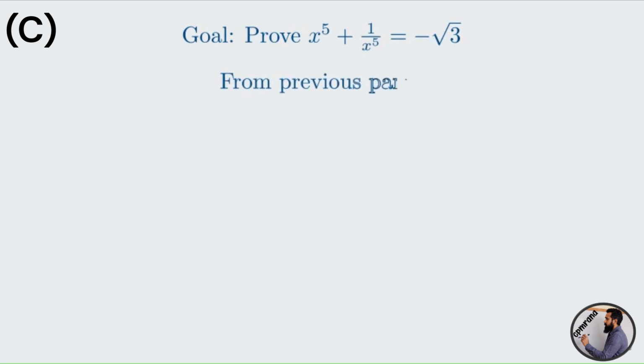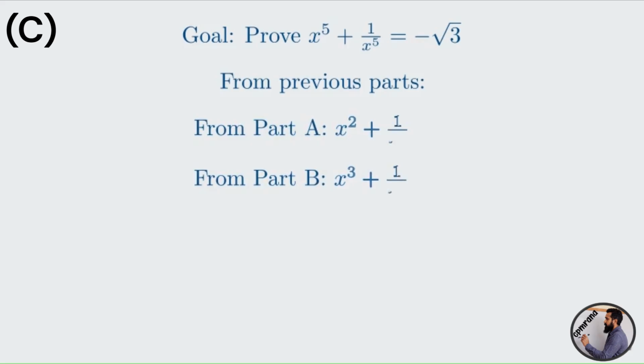For the final part, we must prove that x to the power of 5 plus 1 over x to the power of 5 equals negative square root of 3. To find the fifth power, we can use the results we found in the previous steps. Let's recall. From part A, we found that x squared plus 1 over x squared equals 1. And from part B, x cubed plus 1 over x cubed equals 0. If we multiply these two expressions together, we will generate the fifth power terms we need.